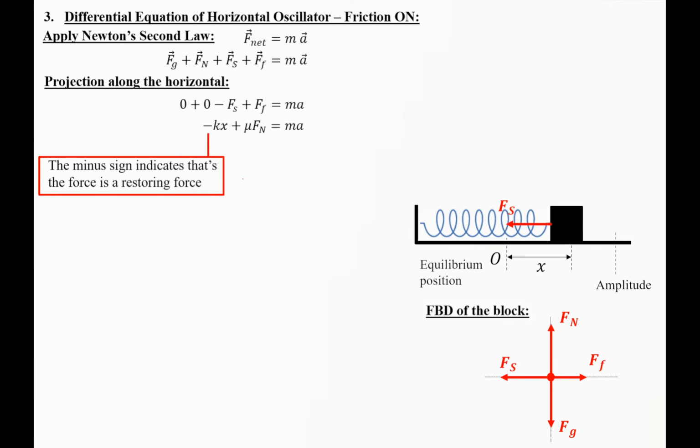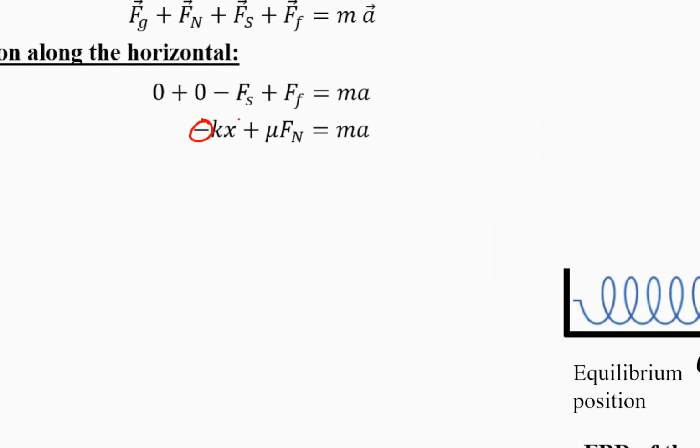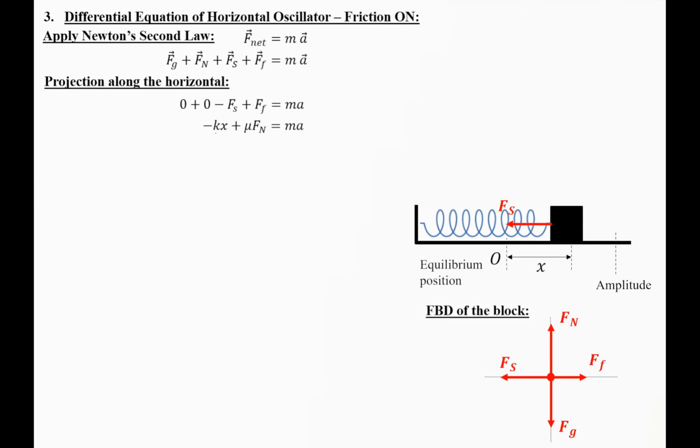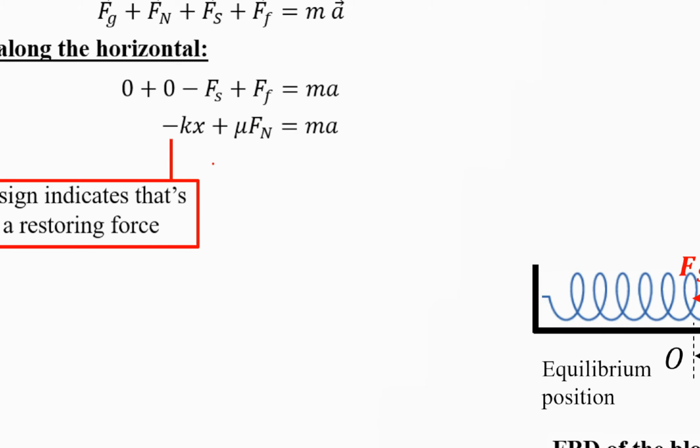Let me repeat and state again. Why here do we have a minus sign? Simply because the force provided by the spring is a restoring force, so that would be minus. And why here do we have a plus? Simply because the force of friction is not a restoring force.